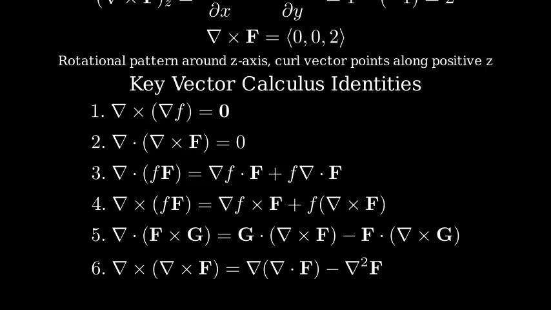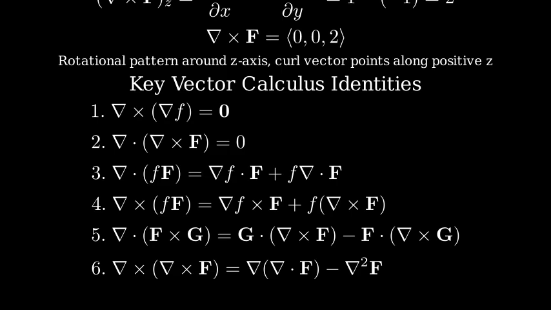3. The divergence of the product of a scalar and vector follows the product rule. Del dot (f F) equals (del f) dot F plus f (del dot F). 4. The curl of the product of a scalar and vector follows a product rule. Del cross (f F) equals (del f) cross F plus f (del cross F).